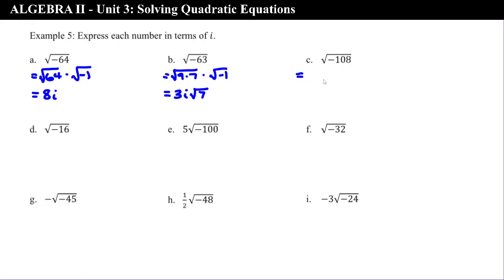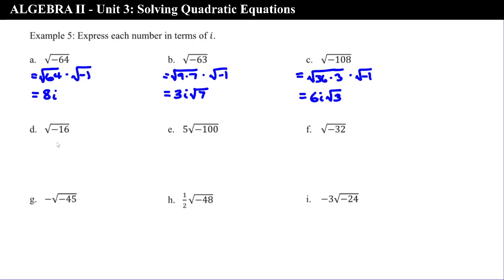All right, square root of negative 108, we can split 108 up into 36 and 3. And we can, let me write that a little neater for you, 36 and 3. And we can pull out the square root of negative 1. And the square root of 36 is 6. Our square root of negative 1 gives us i, and then you have the square root of 3 left over.